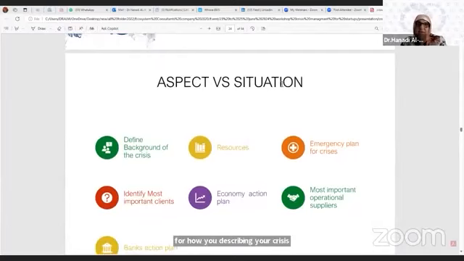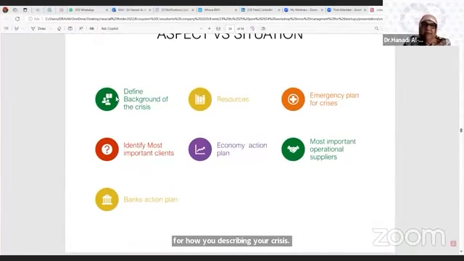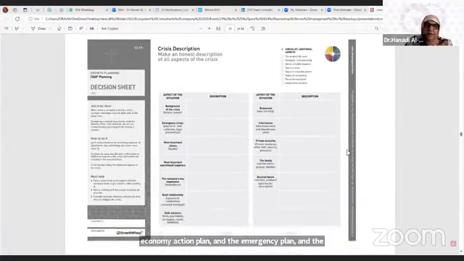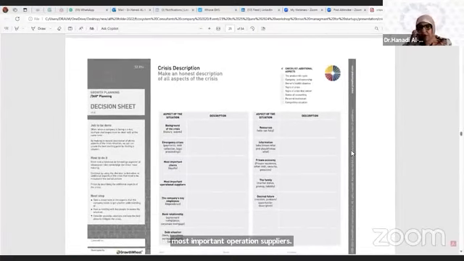The aspects: first is the situation. You will define the situation. You will identify the important clients. You will prepare your bank action plan, the resources, the economy action plan, the emergency plan, and the most important operation suppliers. This is the crisis description decision sheet.